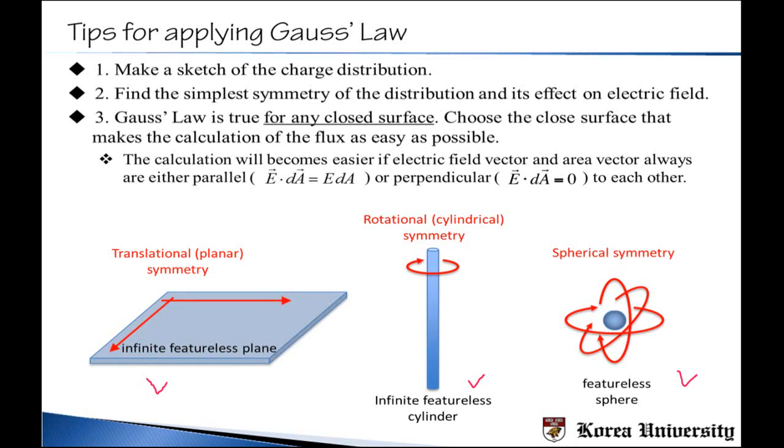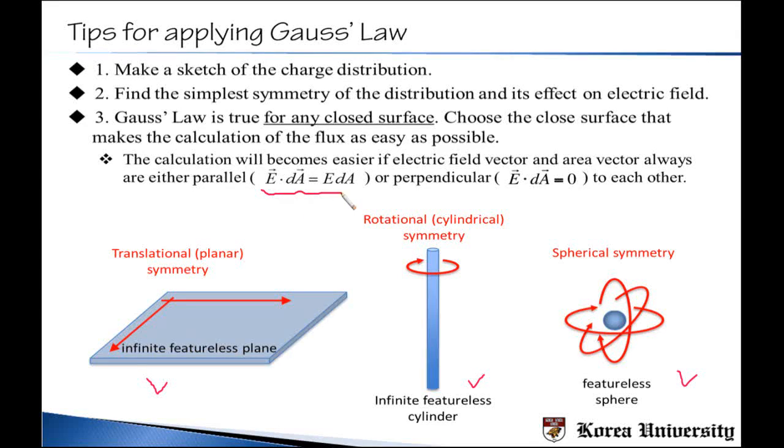And then you will have to find any surface. Basically, Gauss law is true for any closed surface. So what you have to do is find the simplest case so that you can do the calculation as easily as possible. And remember, you are taking a dot product between the electric field vector and the area vector. So therefore, there are two possible cases which make the calculation simple.